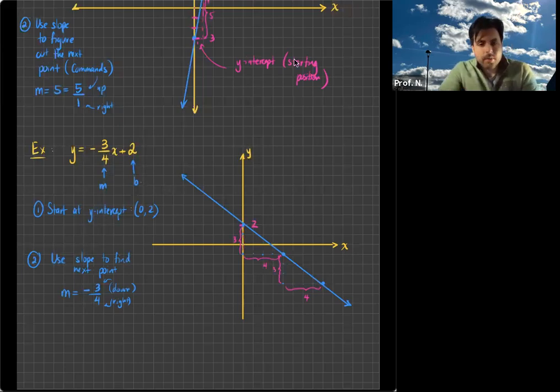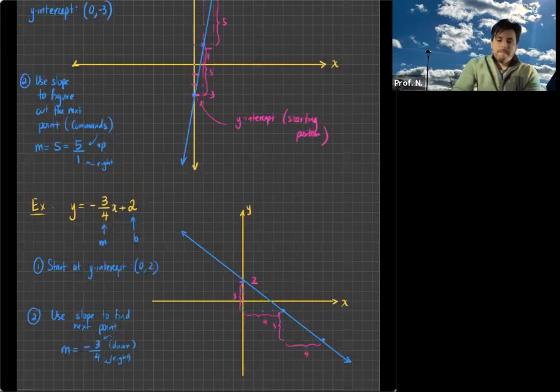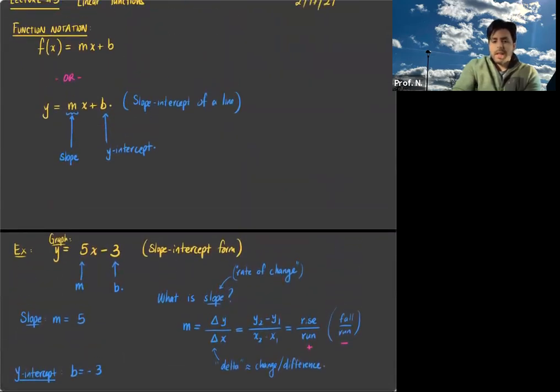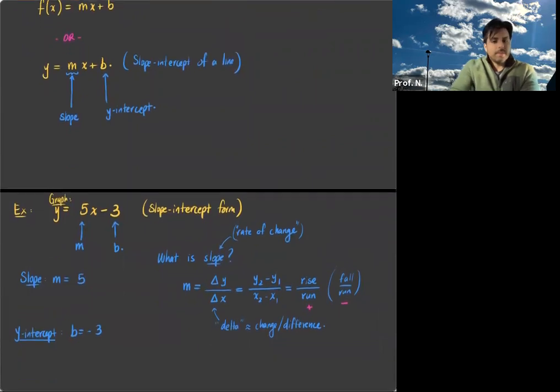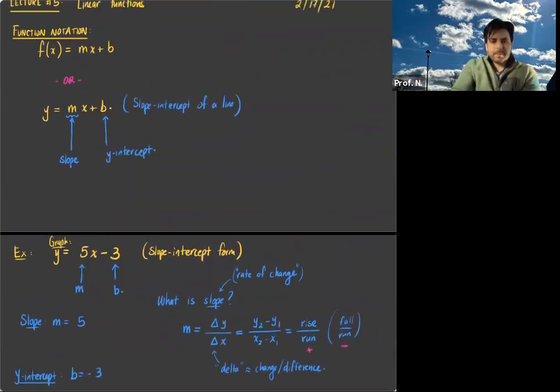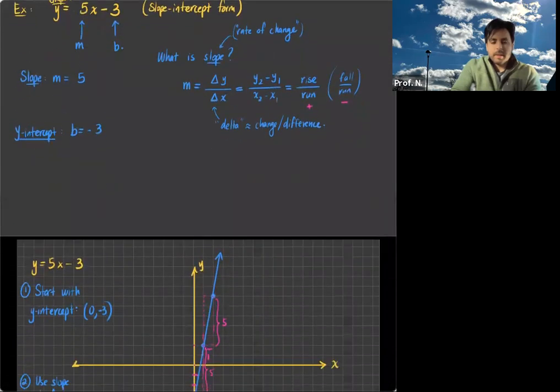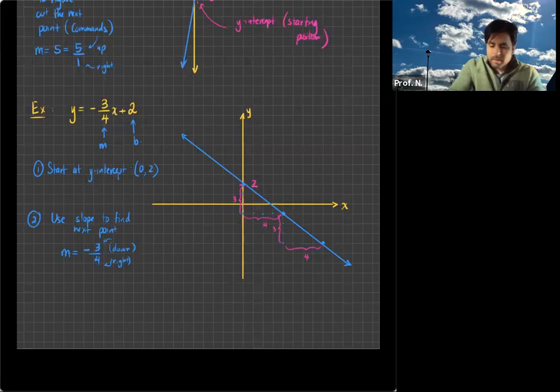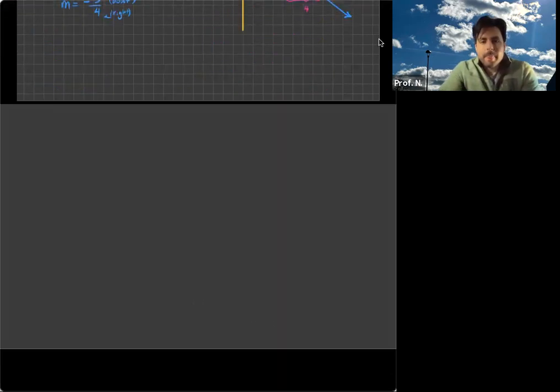So any questions about graphing linear functions? Are we all clear about how we use the slope-intercept form, how we use the y-intercept and the slope? Is that clear? Yes. Great. All right. So that's when we have it in slope-intercept form.